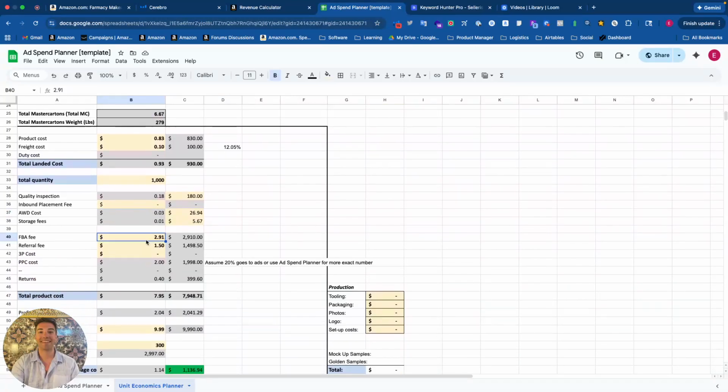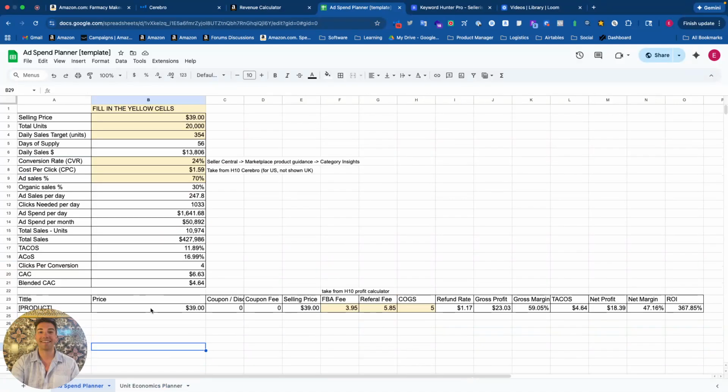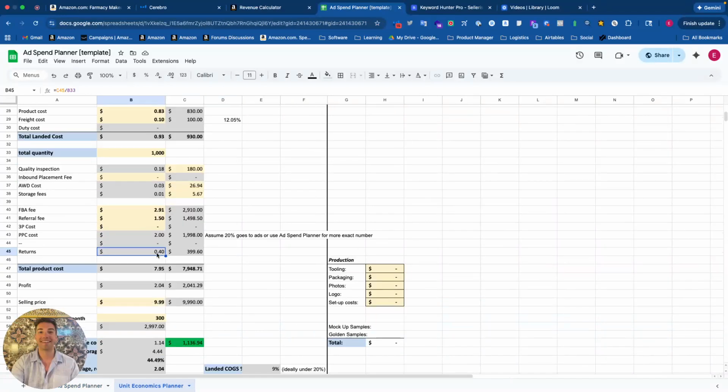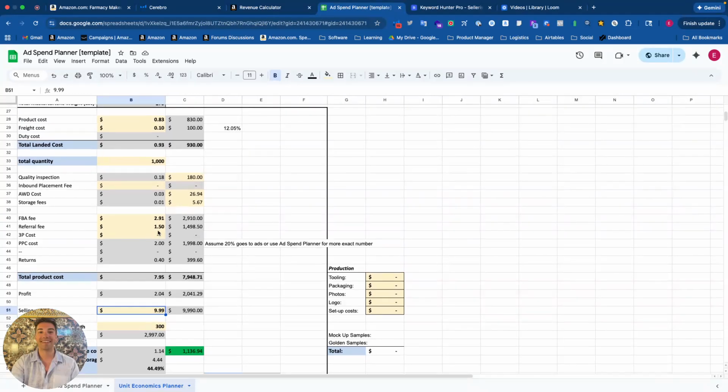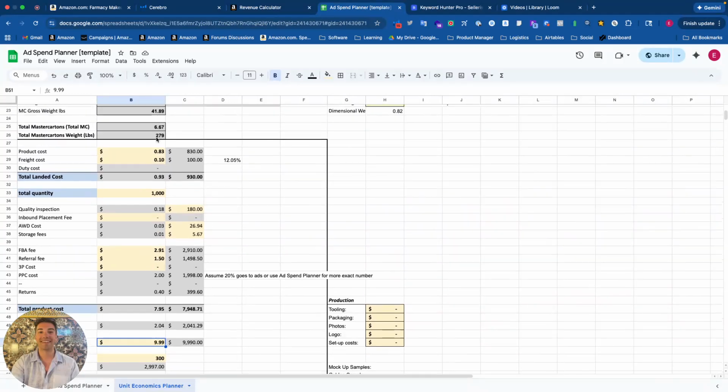These should all be familiar: the FBA fee, the referral fee, 3P cost. There's no 3P because I'm using AWD instead. What the PPC cost will be, I say assume 20% if you don't know at all. But because we have this ad spend planner, you can put in exactly what you expect the TACoS will be for your product. And then, of course, returns. And yeah, then we can see the selling price here. So including the AWD inbound placement fee part, and just making sure you're including your duties. If you're doing a quality inspection, this isn't just Amazon profit. This is all contribution margin for your product.